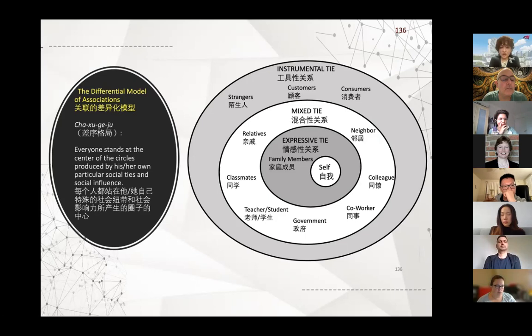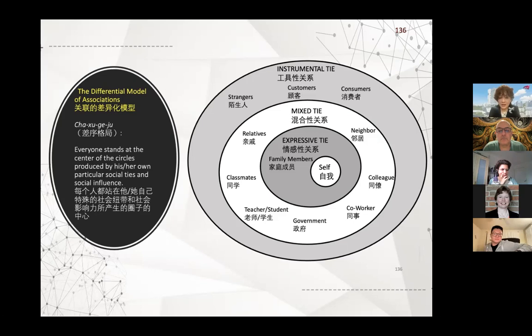The differential model of associations can explain what I call relationalism, because everyone stands at the center of the circle produced by his or her own particular social ties.